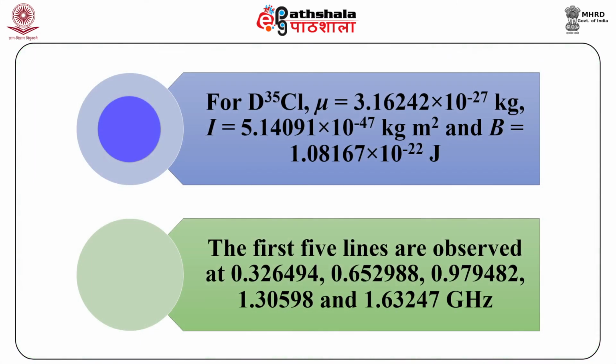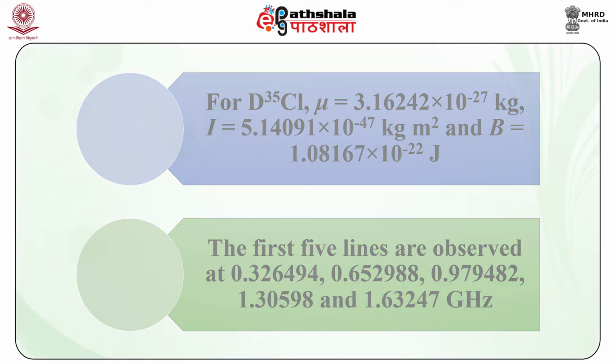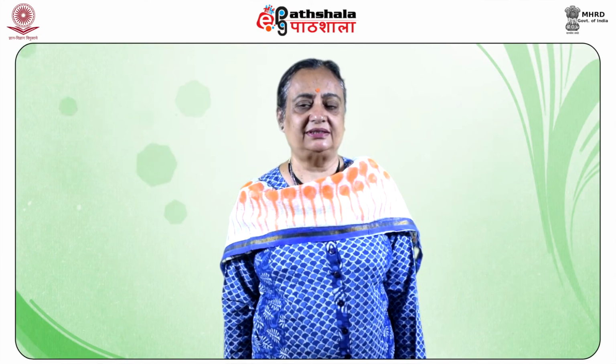We do a similar calculation for DCl, and here the reduced mass turns out to be 3.16242 × 10^-27 kg. The moment of inertia is equal to 5.14091 × 10^-47 kg m², and B is equal to 1.08167 × 10^-22 joule. And you find that the first 5 lines are observed at 0.326494, 0.652988, 0.979482, 1.30598 and 1.63247 gigahertz. There was a reason for choosing this example.